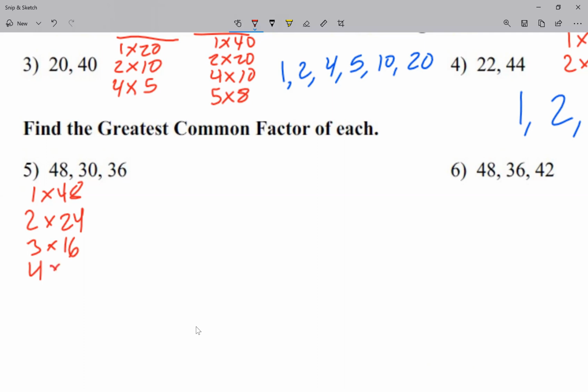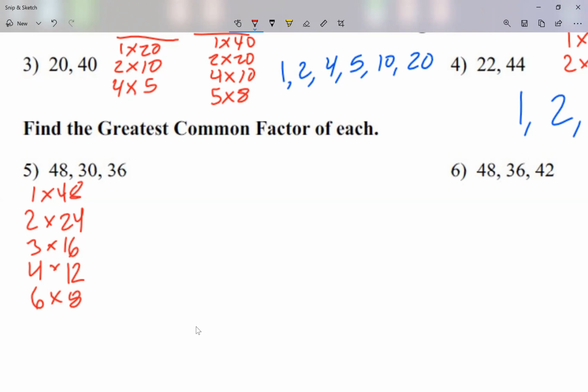If you cannot think of the number, 4 times what equals 48? Use division. 48 divided by 4. If it gives you a decimal, it doesn't work. But in this case, 48 divided by 4 gives us 12. So that means that 4 times 12 equals 48. Okay, how about 5? Oh yeah, 5 doesn't work. How about 6? Yep, 6 times 8. How about 7? Yeah, 7 doesn't work. The next number is 8, but 8 is already on my list, so I'm going to stop.